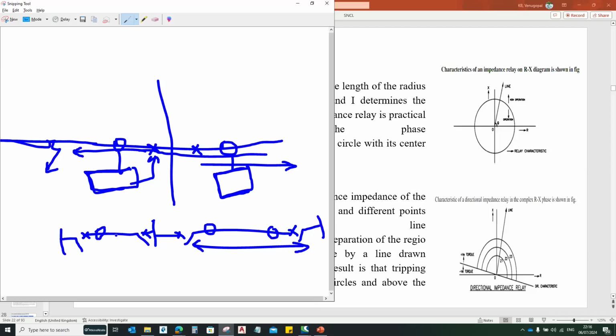Here a CT will be there, and here a CT will be there, so that this is one protection zone. This is one protection zone. This is one protection zone. So the relay which is connected here and the relay connected here.